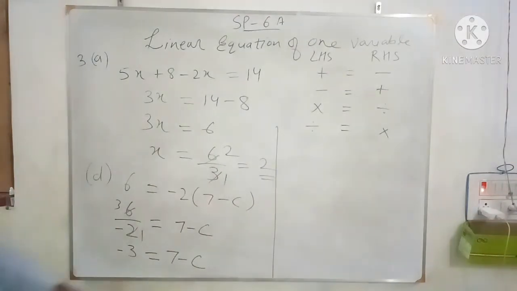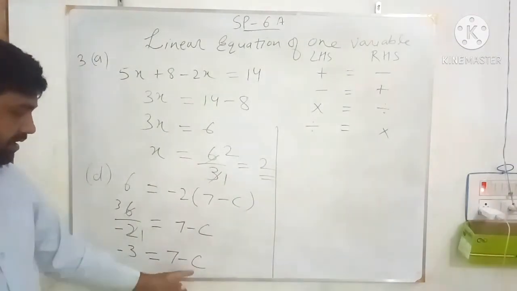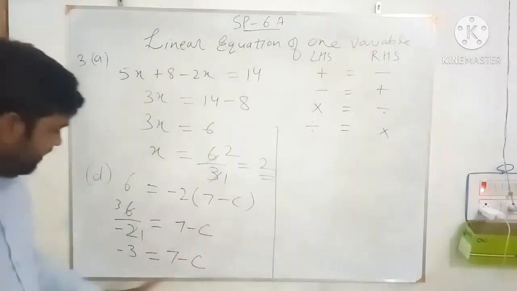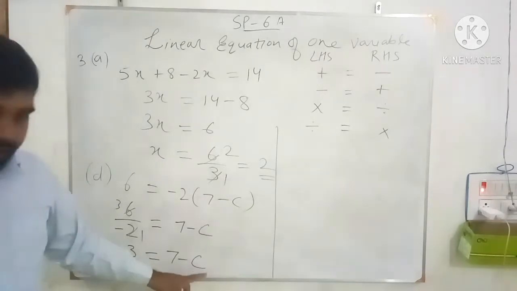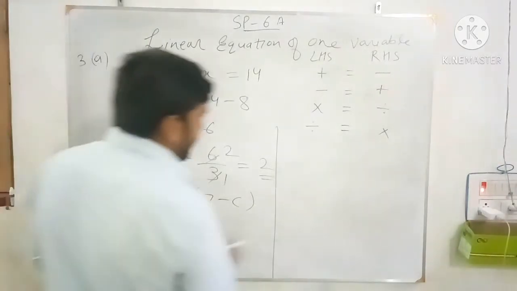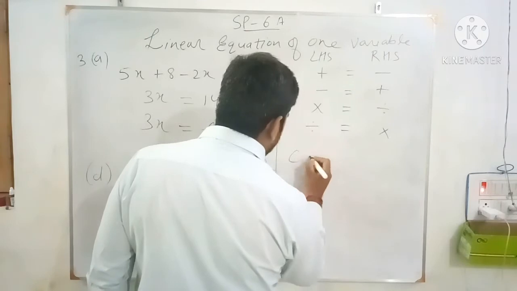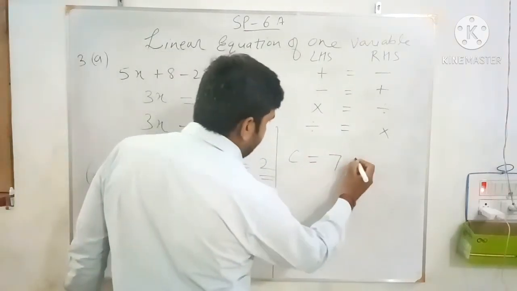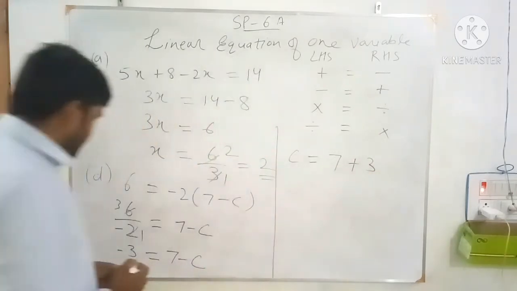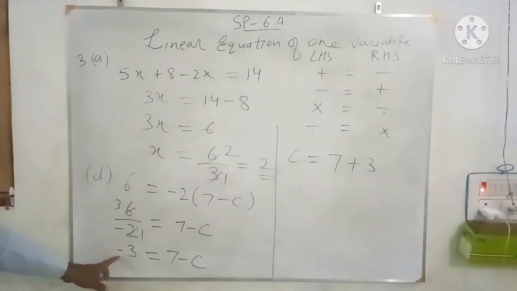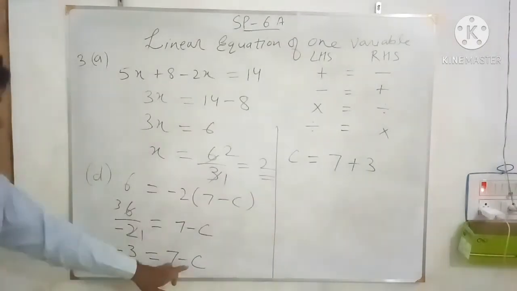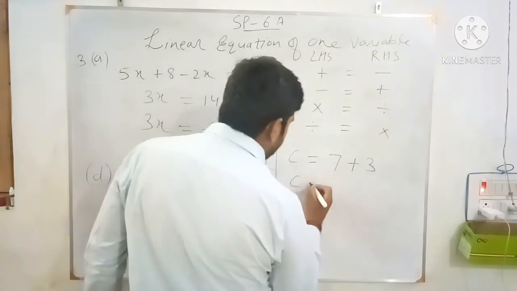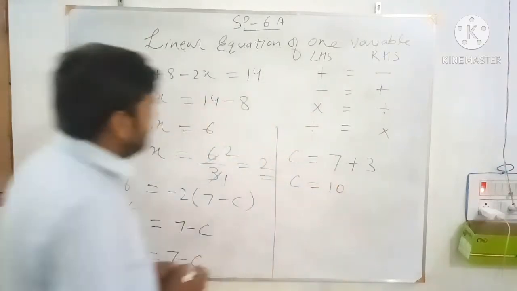Now bring this minus C variable to the left hand side, it will become plus C, and this constant minus 3 on the left hand side will transfer to the right, it will become plus 3. So when minus 3 is transferred to the right hand side, it will become plus 3, and minus C is transferred to the left hand side, it will become plus C. So the value of C we got, C is equal to 7 plus 3, 10. Like this we have to do.